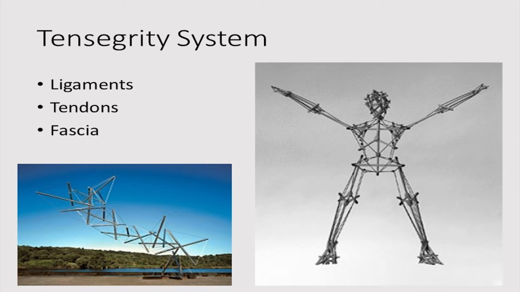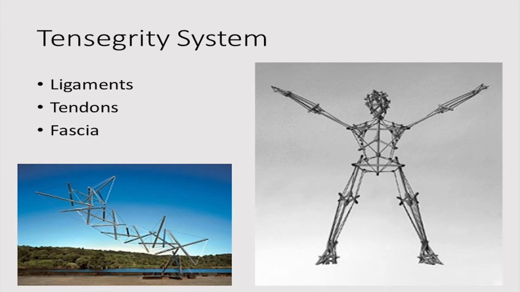yet. We're learning more and more every day, but it has a lot of good implications for where we could go for orthotic and therapy treatments. Tensegrity systems are made up of compressive rods and tension wires. And now on the bottom left, you can see an architectural structure of compressive rods and tension wires.